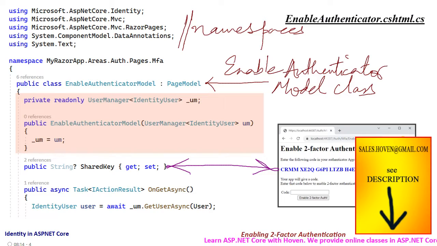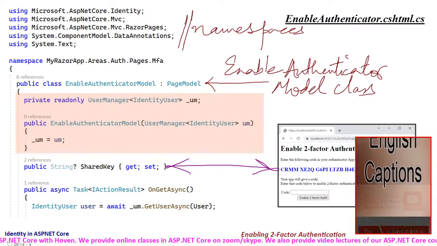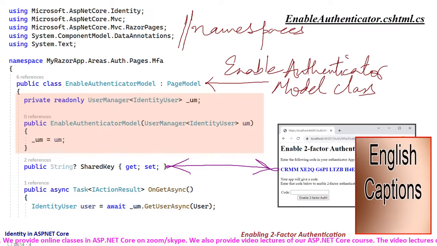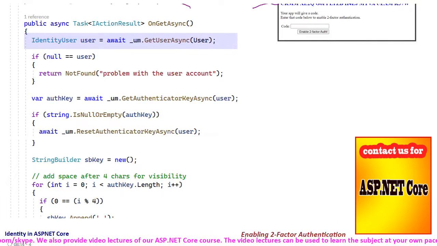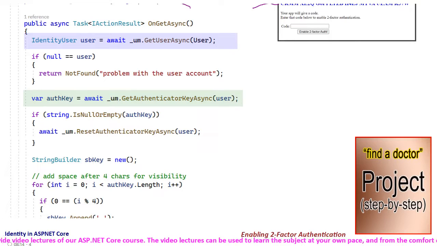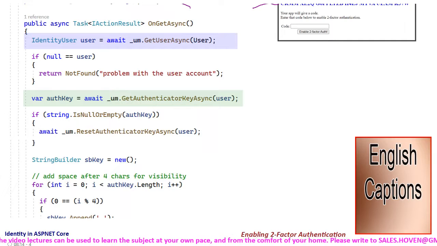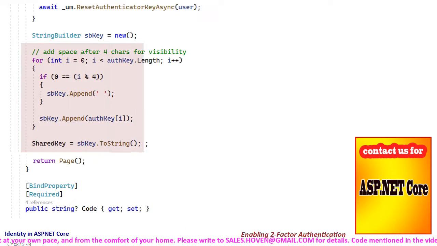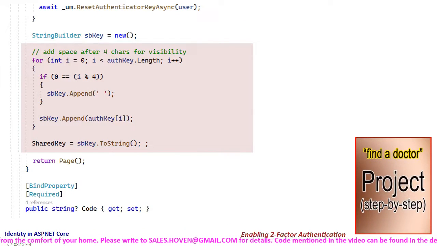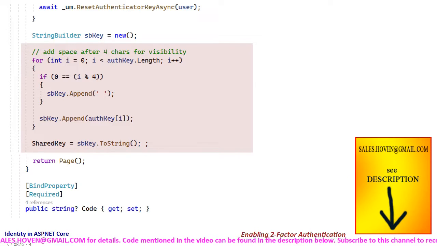This property is set in the onGet method and contains the authenticator token. This token is displayed on the page so that the user can read it and enter it into his authenticator app. User manager service is used in the onGet method to obtain the identity user. Then the identity user is used to obtain the authenticator key. This key is a continuous series of characters which makes it difficult to read. So we have used a for loop to insert spaces after every 4 characters, which makes it well formatted for reading. And finally, the shared key property is set.